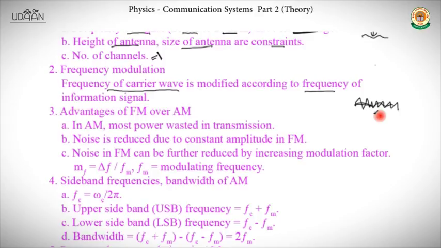Next we have the advantages of FM over AM. AM, as we already saw, is amplitude modulation. In AM, most of the power is wasted in transmission because there are different wavelengths due to having different amplitudes. So the power is wasted in the transmission, and noise is reduced due to constant amplitude in FM. If we have different amplitudes, there is a greater chance of noise entering the system. In FM the amplitude is constant and the frequency is changed, so the noise is reduced. Also, the frequency being affected by noise is very rare and improbable compared to the amplitude being affected by amplitude noise.